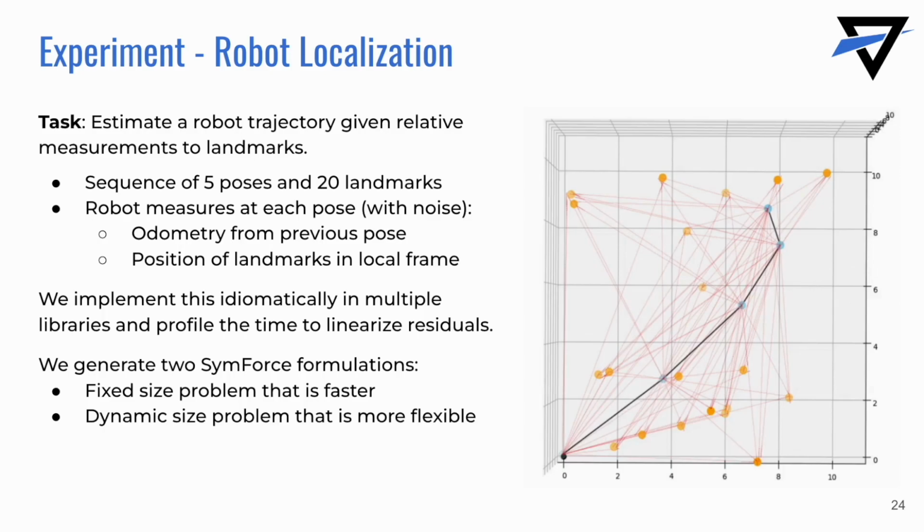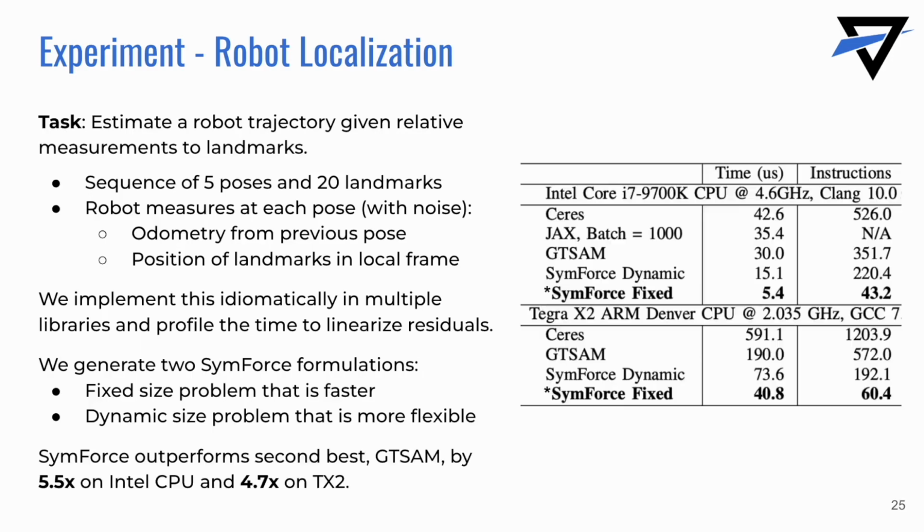Next, we measure the linearization time of a robot localization problem with 5 poses and 20 landmarks, implemented idiomatically in SymForce, GTSAM, Ceres, and JAX. We generate 2 SymForce formulations, a fixed size problem that is faster and a dynamic size problem that is more flexible. SymForce fixed size outperforms the best non-SymForce result, GTSAM, by about 5x on both Intel and Tegra platforms. SymForce Dynamic outperforms by about 2x.